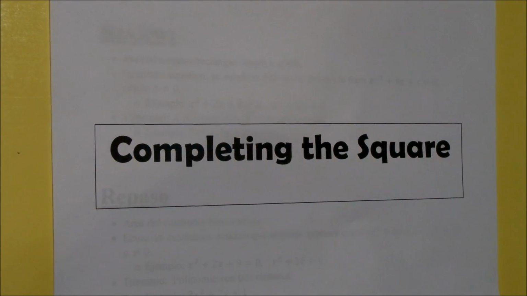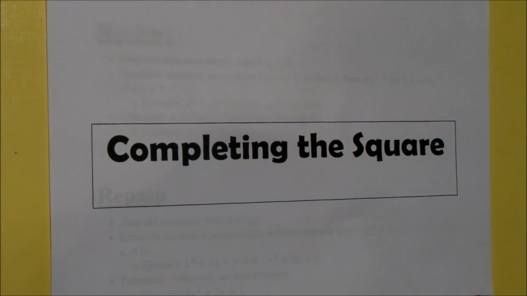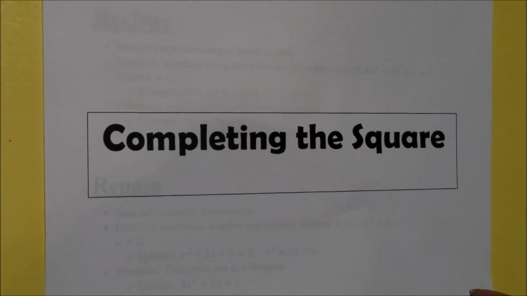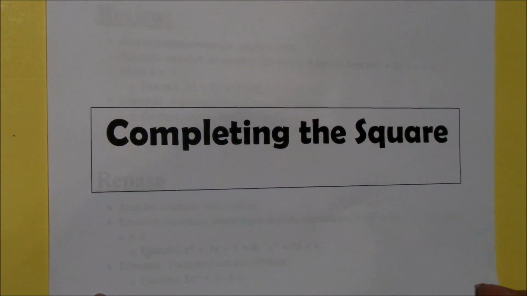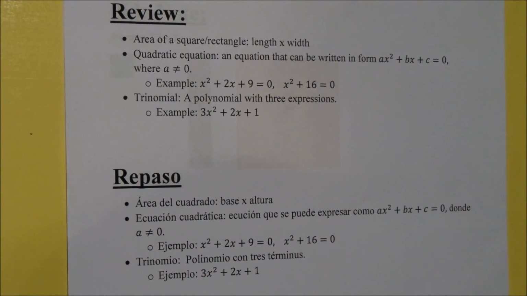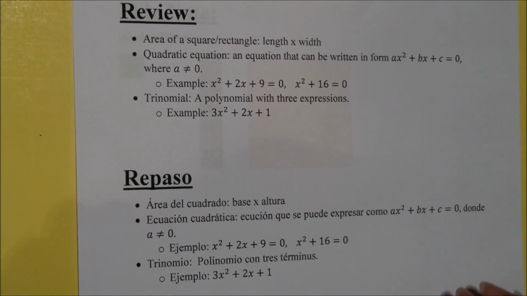Today we are using a procedure called completing the square, which is another method to solve a quadratic equation. This procedure can be done with algebra tiles. Here are some points to review. Go ahead and pause the video to read these points, and then when you're done, unpause the video.